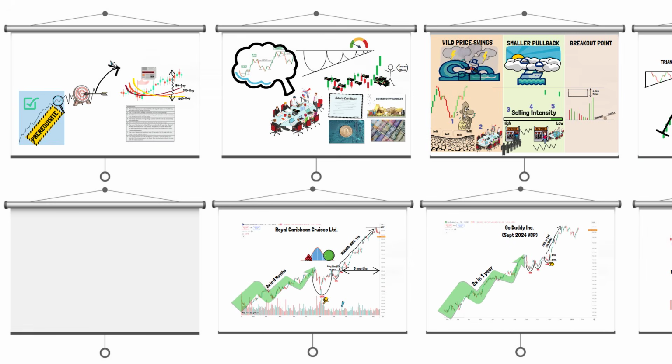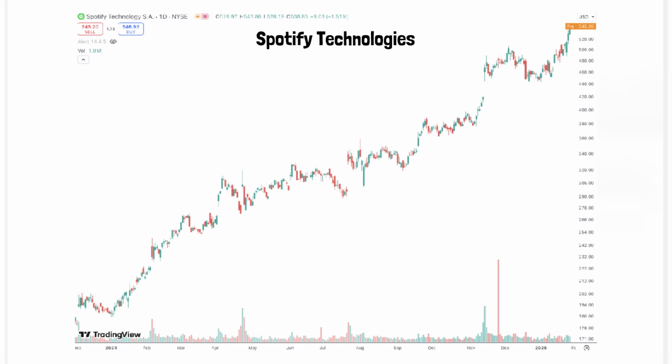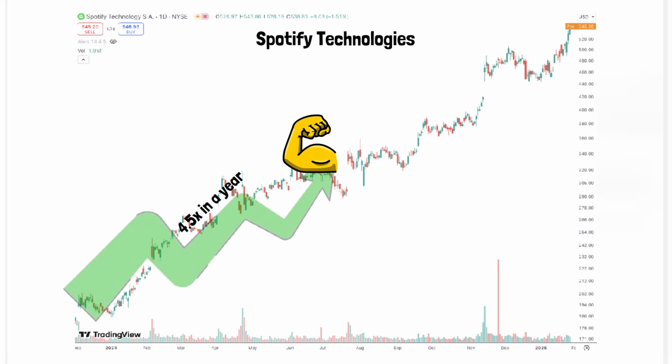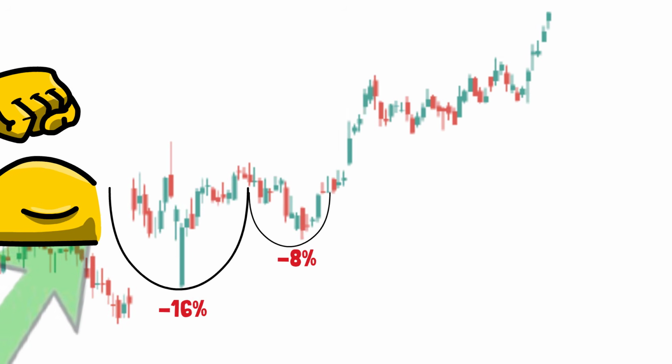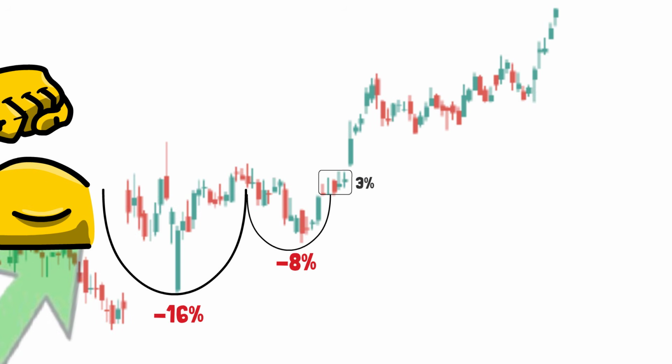Here is another chart of Spotify Technologies. The stock moved up over 4.5 times in a year and was still showing good strength as it drifted into the VCP. It saw 2 contractions of 16% and 8%, along with a tiny tight area in which the price moved only 3% before breaking out on good volumes.